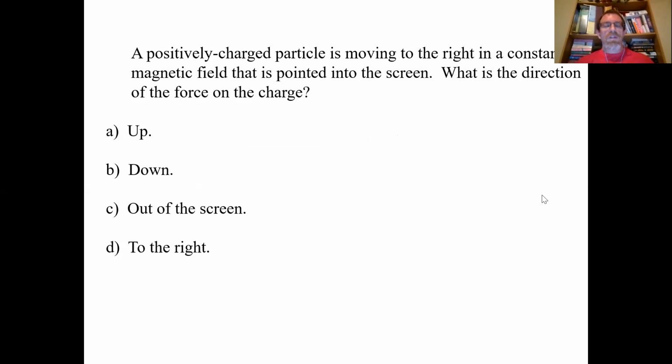So this first one says we've got a positively charged particle moving to the right in a constant magnetic field that is pointed into the screen. So what's the direction of the force? So y'all pause it and see if you can figure it out. So go ahead, pause.